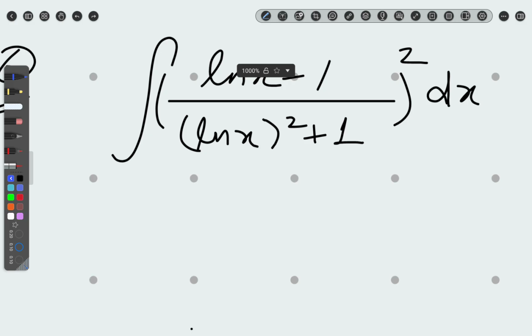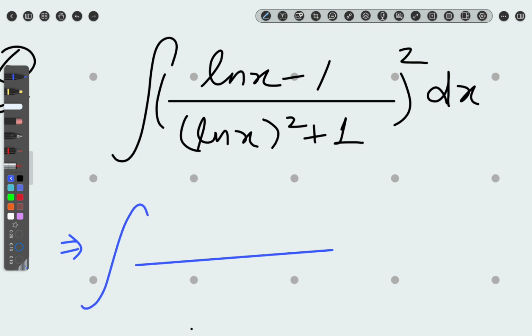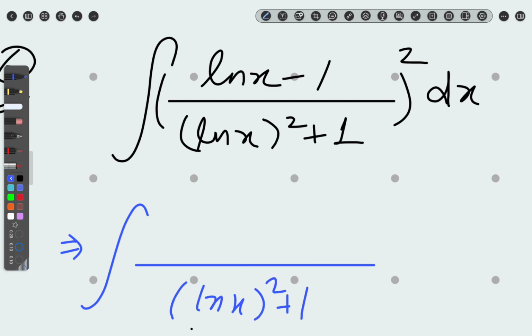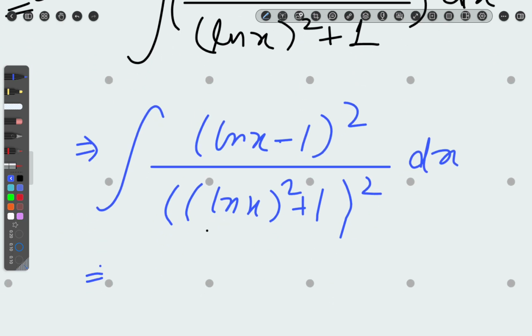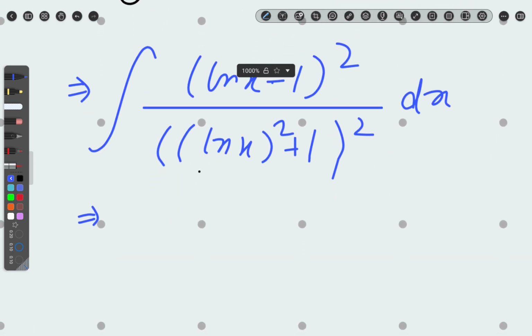Now, the first thought that comes to our mind while attempting this question is to expand the square of the given term. So let's do that. This becomes... now, let's expand actually, right?